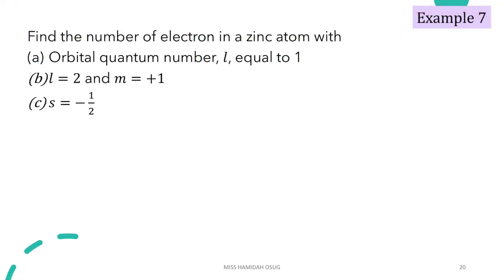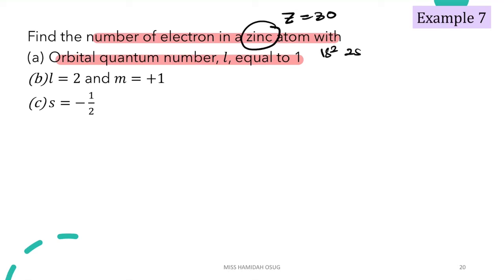And lastly, example 7, you are asked to find the number of electrons in zinc atom with orbital quantum number L equals 1. So first and foremost, we need to know what is the proton number for zinc atom, in which the proton number of zinc atom is 30. So the number of electrons also will be 30. After that, you need to write the SPDF notation for the zinc atom, that is 1s2, 2s2, 2p6, 3s2, 3p6, 4s2, and also 3d10.